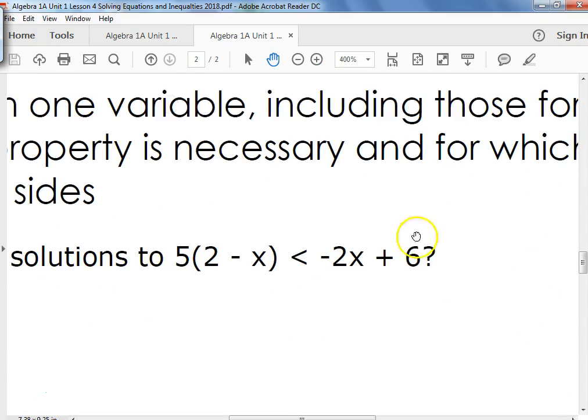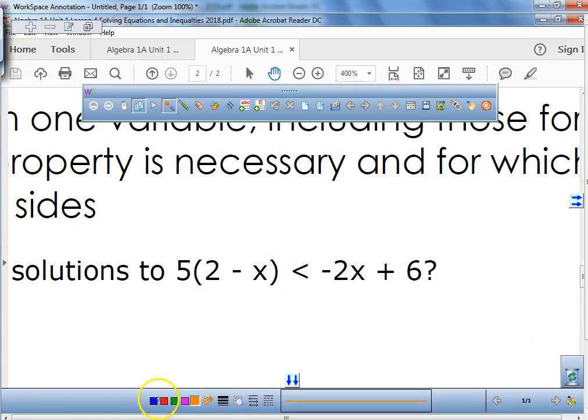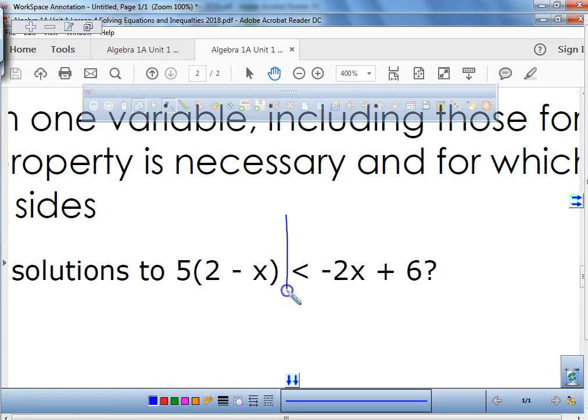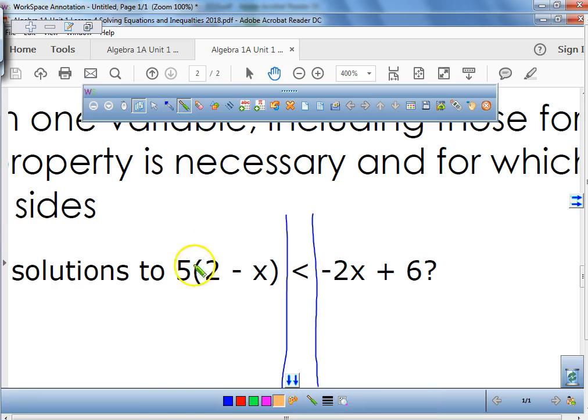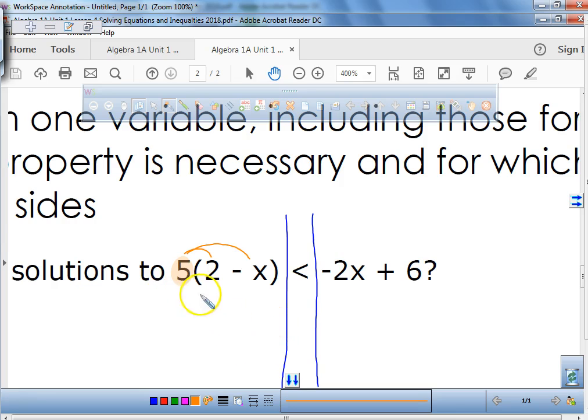Now, what would you guys say would be the very first thing that we need to do in solving this inequality? Distribute is right. So what we're going to do first is we're going to take this 5 right here. We're going to distribute this 5 to the 2 and this 5 to the negative x. When we distribute that, what are we going to get? Go ahead, Kian, tell us. 10. Good. And negative 5. Yes. And then what are we going to put next to it? 6. Very good.